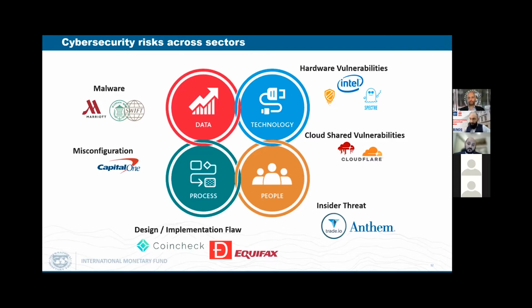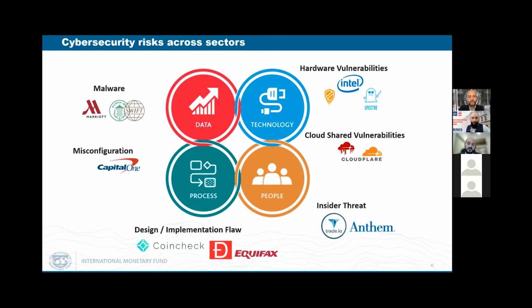Other examples are hardware vulnerabilities. They are rare but severe in nature. Intel Spectre is one example, but one that is important is actually the cloud shared vulnerabilities. Cloud computing is widely used today, and we see even central banks looking into cloud computing. But one of the things that needs to be considered is the risk that is posed by these cloud providers, and the cloud services need to be assessed properly.